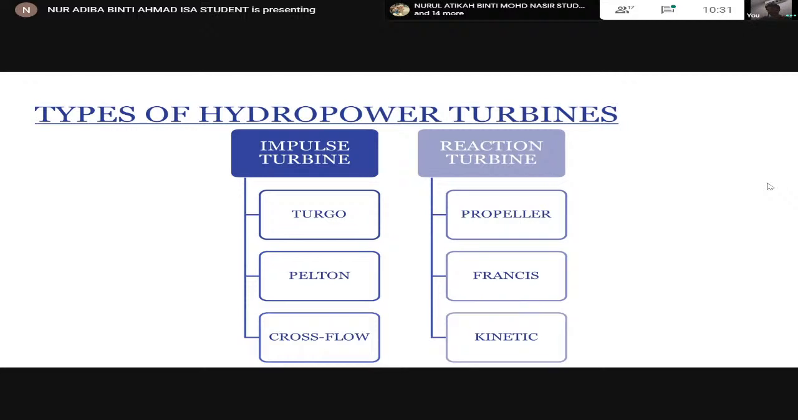Okay, Zulaika. Is there any justification why you still use a Pelton instead of cross flow and the other one? What is the other one on your graph just now? Is there any justification why you stick to Pelton turbine?